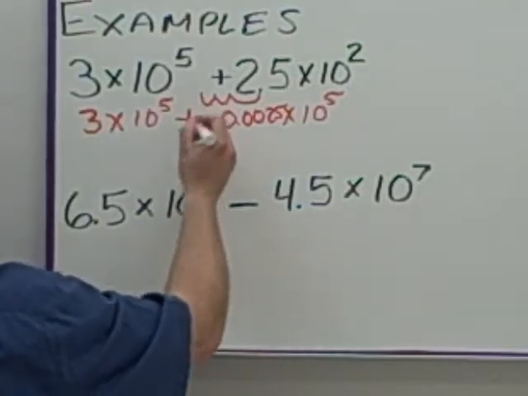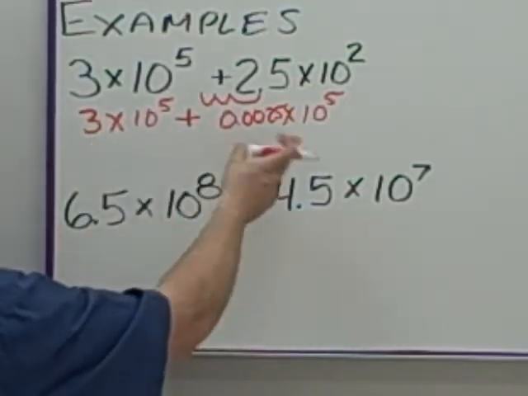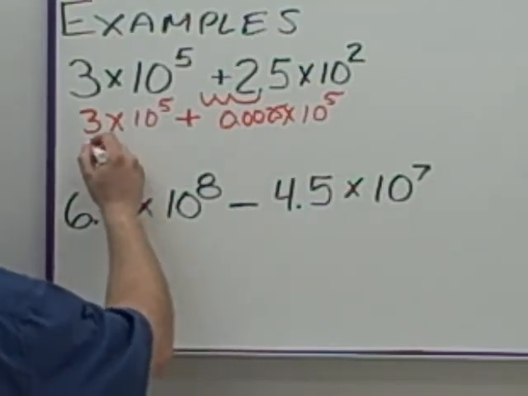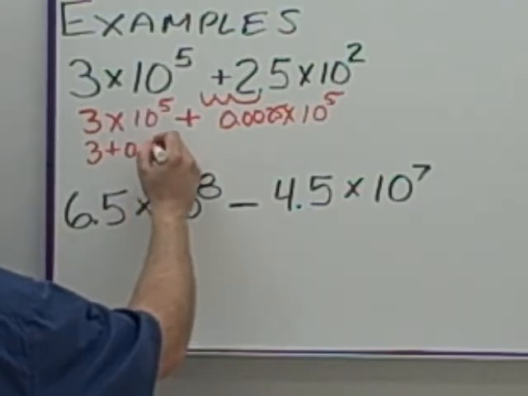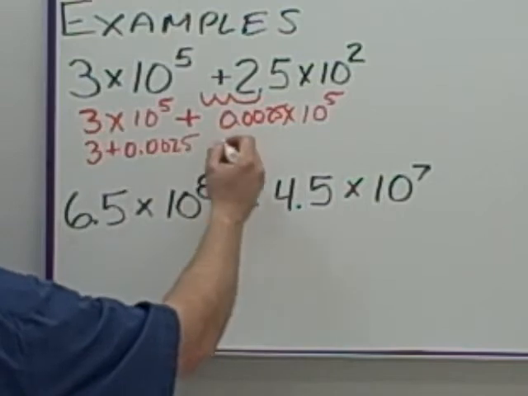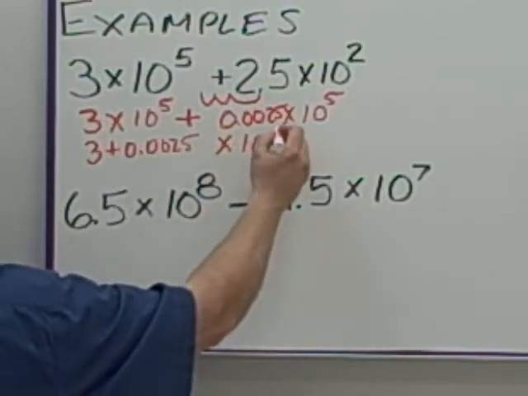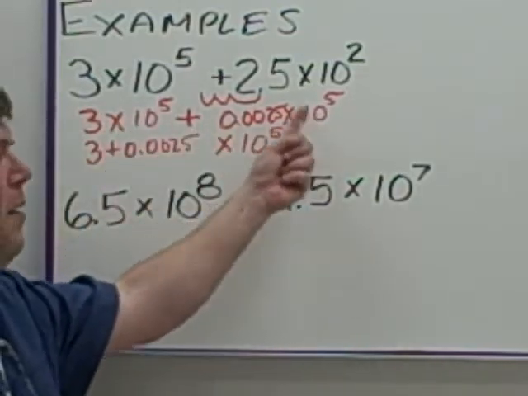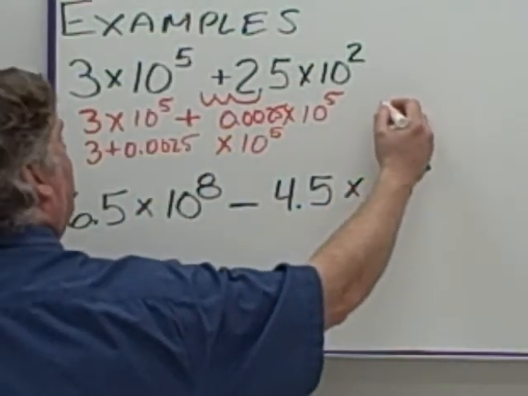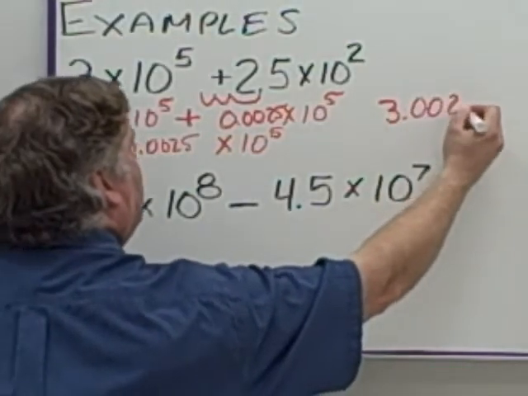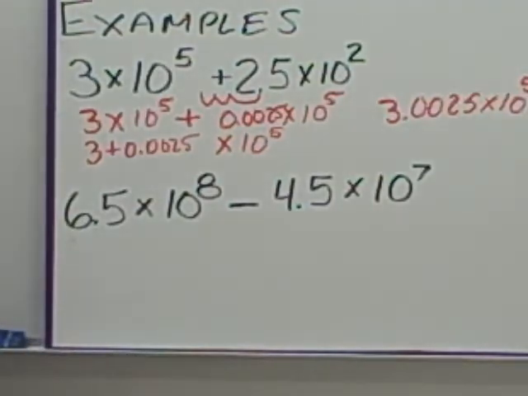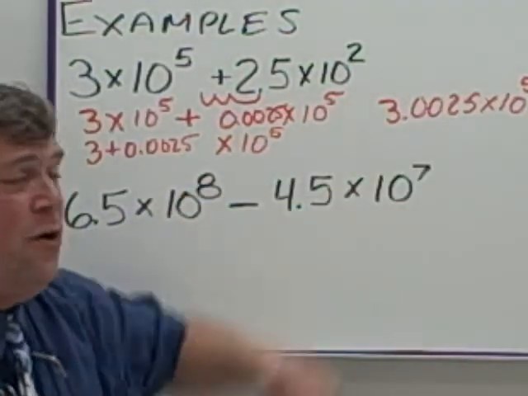We don't want to forget we are adding these. So now I've got them with like exponents to the 10. So now I can actually add them. I'm going to add the 3 plus the 0.0025. And my answer is going to be times 10 to the 5th power. That common exponent is now going to be part of the answer. So my final answer ends up being 3.0025 times 10 to the 5th. And since we're asked to write in scientific notation, that would be it.